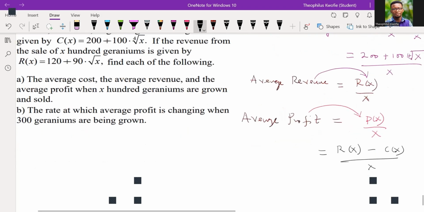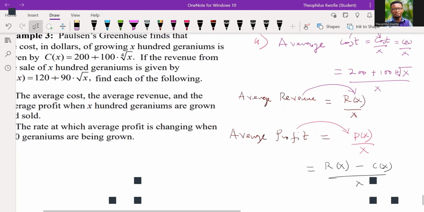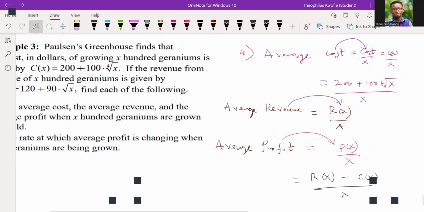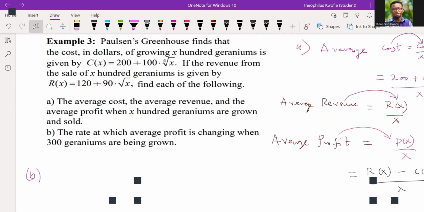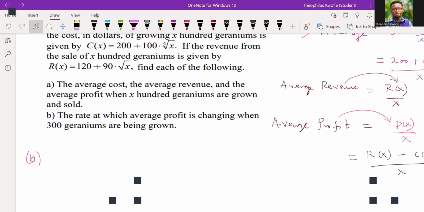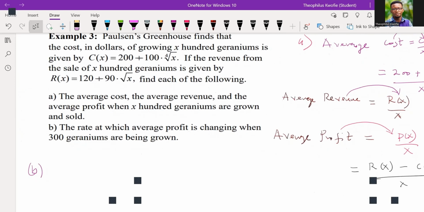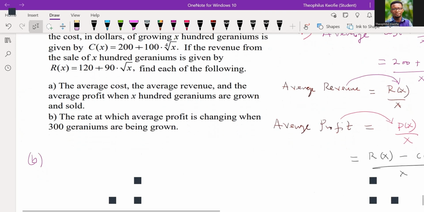Good. So now the B part. This is our A part, and we are done with it. Now, how do we find the B part? The B part says that we find the rate at which the average profit is changing when 300 geraniums are being grown. What is the average profit? Already we know the average profit and the various functions.